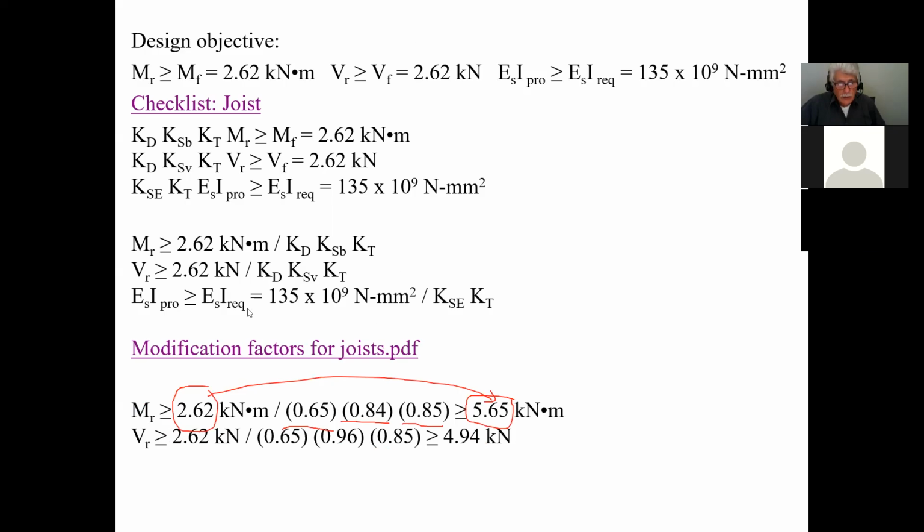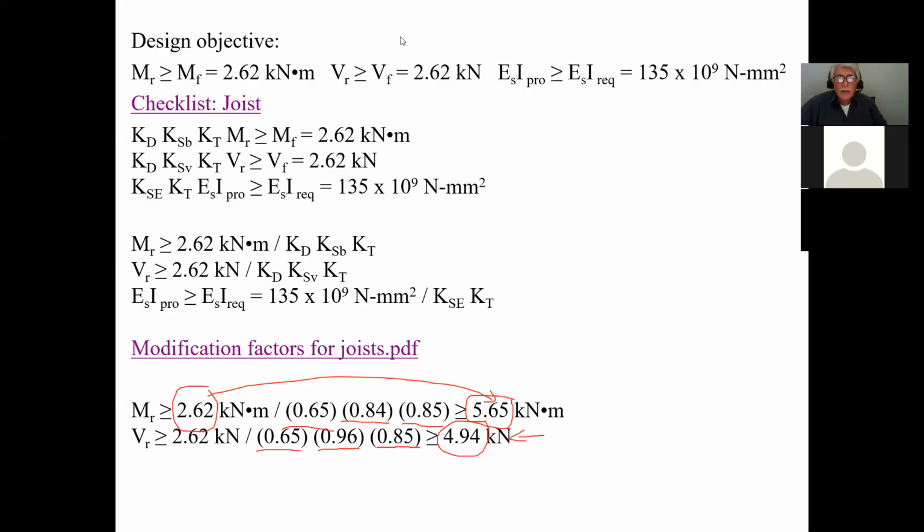And the same thing goes for shear. So for shear, the KD stays the same, but the KSV changes, but the KT for shear stays the same. The values in the table would have to be diminished, and therefore I need to find a value in the table that's going to be greater than that.